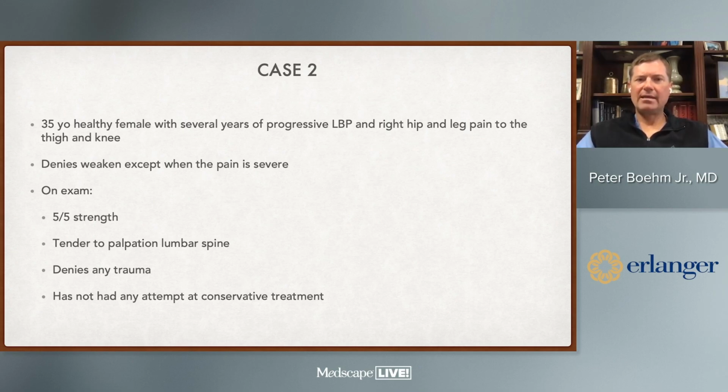She denies any weakness except when the pain is severe. She feels weak in her back. When the pain gets quite bad, she does feel weak in the leg. But objectively on exam, she had excellent strength. She was tender to palpation of her lumbar spine. She denied any known history of any trauma and did not have any attempt at any conservative measures.